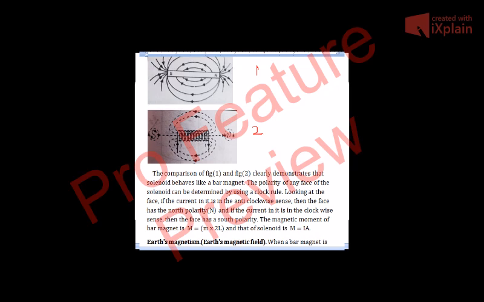The magnetic moment of the bar magnet is m equal to m into 2l, and that of the solenoid is m equal to I into A. So both the solenoid as well as the bar magnet have a magnetic dipole moment. In a bar magnet, it is equal to the pole strength and the length between the two poles, and in a solenoid, it is equal to the product of the current and the cross-section area of the solenoid.